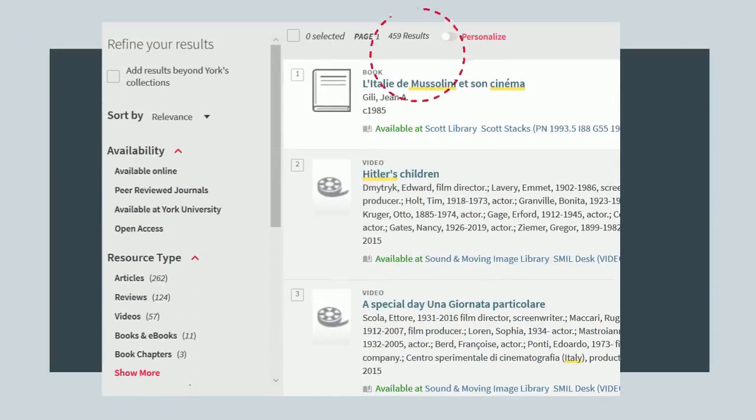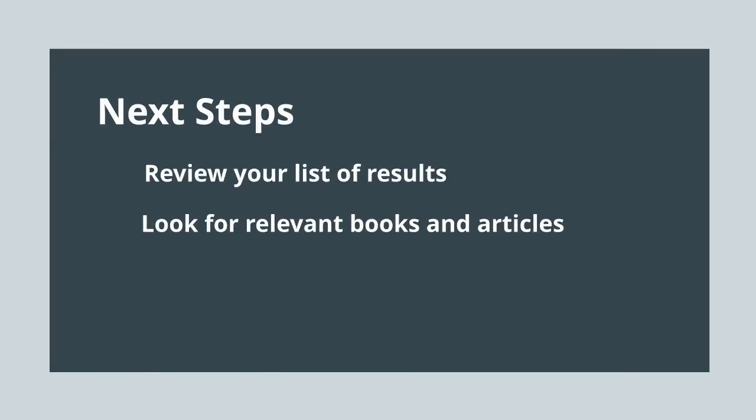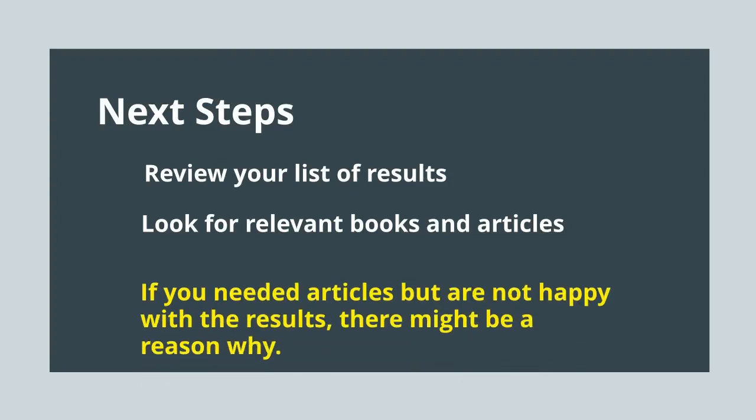There are about 450 results. If you wanted to, you could limit to books and online by using the facet limits on the left-hand side. The next step, review your list of results to find the most relevant books and articles. Are you finding the books are on topic, but the articles are not?